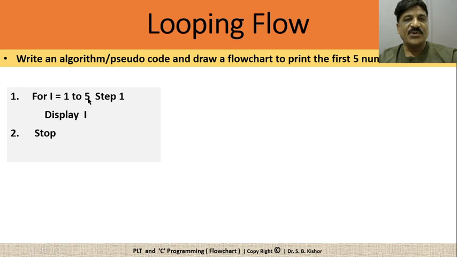Now 2 is less than 5. Yes. So display the value of I. That was 2. Then the value of I becomes 3. And this process will continue up to 5. The moment the value of I becomes 6, the control will be transferred to the next statement. So in this case it is what? Stop. So our program will halt.